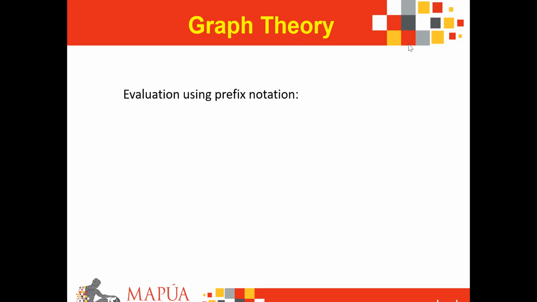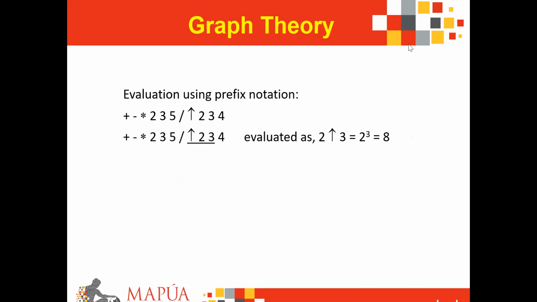Let's try to evaluate a prefix notation. Given this particular expression in a prefix notation, you simply start off with the operator seen on the rightmost, which in this case is raised to. And the elements that are subjected to raised to are its children, which are the ones on the right of your operator. So, assuming these are all single-digit numbers, this is interpreted to be 2 raised to 3, which has a value of 8.